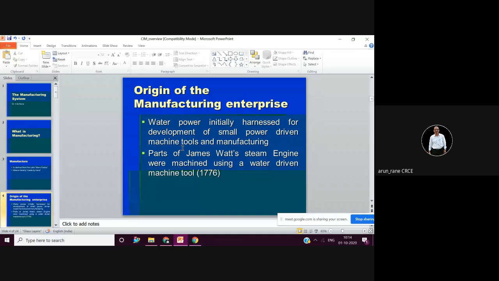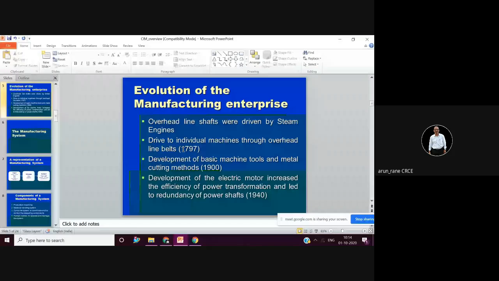So earlier, all the machines, say 10 machines or 15 machines or 20 machines, were driven by one single prime mover. Prime mover means which rotates on its own, and the prime mover used to be a water turbine or an engine.